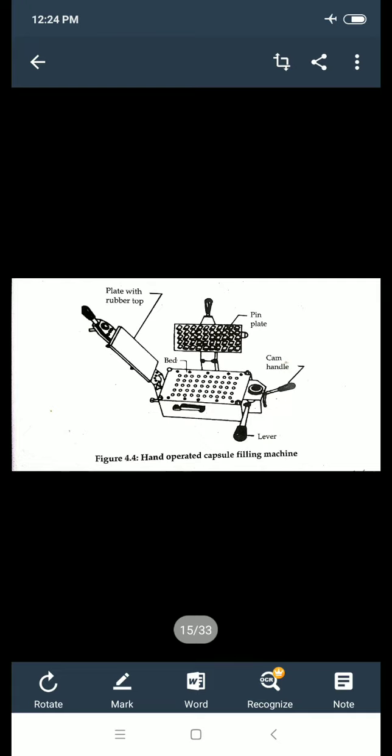In the third step, you have to place the filled loading tray over the bed, and in the fourth step, the cam handle is used. Here the cam handle is used to lock body of the capsule at their place while the cap of the capsules are being separated. And the fifth step, the powder tray is placed in the proper position.